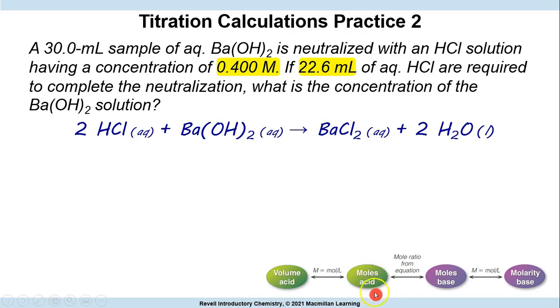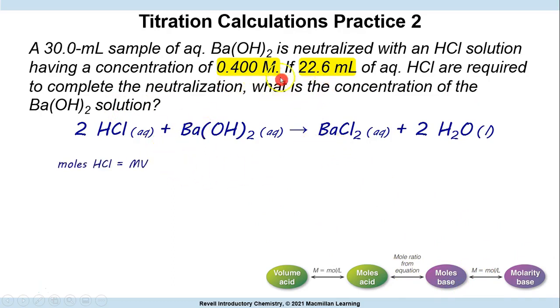From the moles of acid, we can convert to the moles of the base using the balanced chemical equation, the coefficients, the mole ratios here. Now, from the moles of the base, we will be able to convert to the concentration of the base using the molarity. Now, let's go ahead and do that calculation.